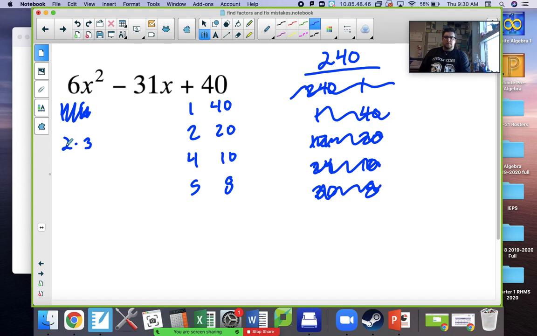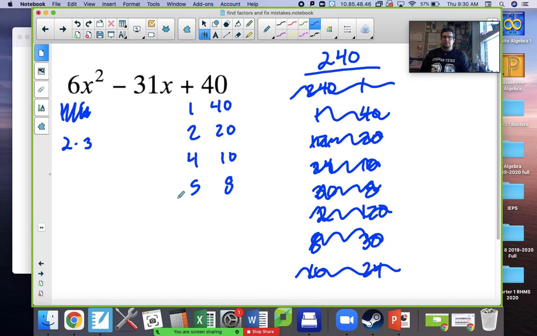So 2 times 1 is 2. 3 is 120. So that's definitely not it. 2 times 4 is 8. 3 times 10 is 30. So that's not it. 2 times 5 is 10. 3 times 8 is 24. That's not it. So 2 times 8, 16. 3 times 5, 15. There it is.